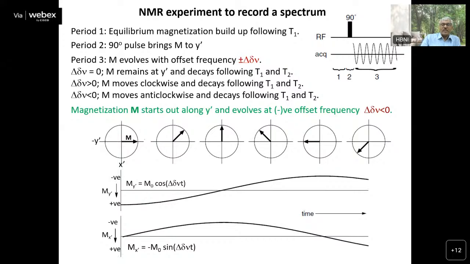So one can put the detector anywhere in the xy plane. You can keep it in the x prime direction or y prime direction, or anywhere in the xy plane, and you will get a magnetization signal due to this. And your detection is now being done at the offset frequency, not at omega 0.